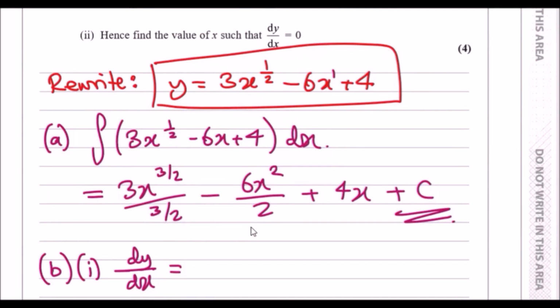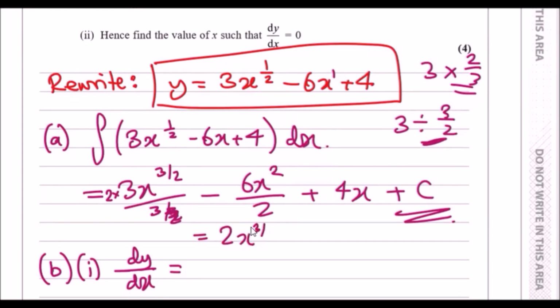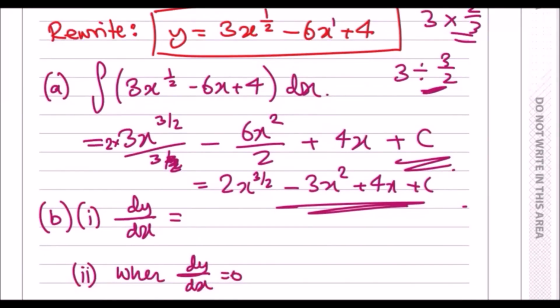The trick for these ones is that instead of just mentally thinking about this, you can realize that if it's a fraction underneath, we just cross out this 2 and times it here. That's the same as 3 divided by 3 over 2, which is 3 times 2 over 3, by flipping the fraction upside down. Now 3 over 3 cancels out and you've got 2 left. So all of this becomes 2x to the 3 over 2, minus 6 over 2 cancels out to 3, x to the power 2, plus 4x plus c. Easy stuff, yeah? Now let's move on to part B.